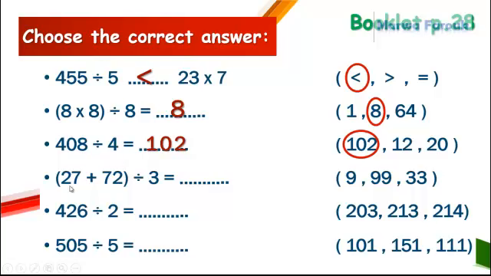Next one, I have 27 plus 72 divided by 3. We will start from the brackets. 27 plus 72 equal 99. 7 plus 2, 9, and 2 plus 7, 9. Okay, we will write 99 here.